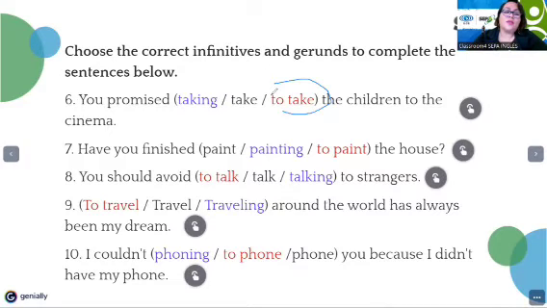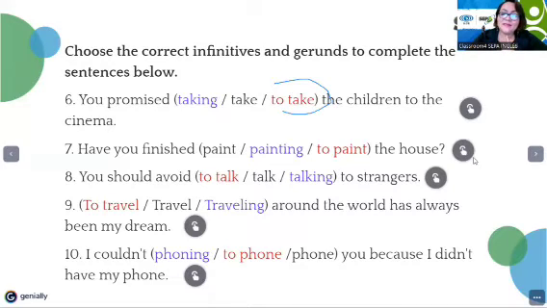Okay, then. Have you finished painting or to paint the house? What do you think? What can you say about this? Have you finished painting? If you remember, this verb was in the list about the ending we use. Check your notes, please, because this is in everything we studied previously.